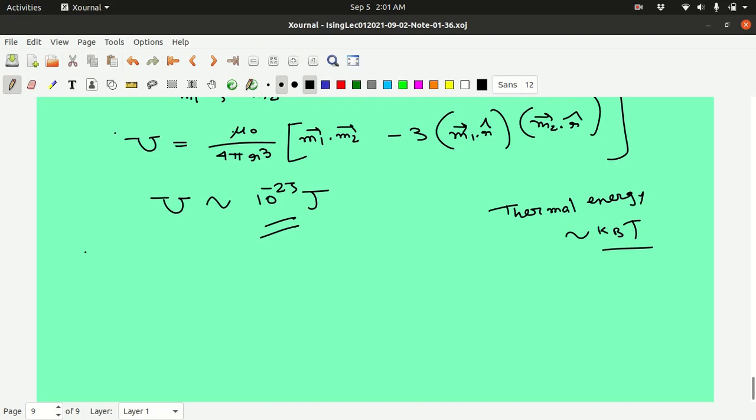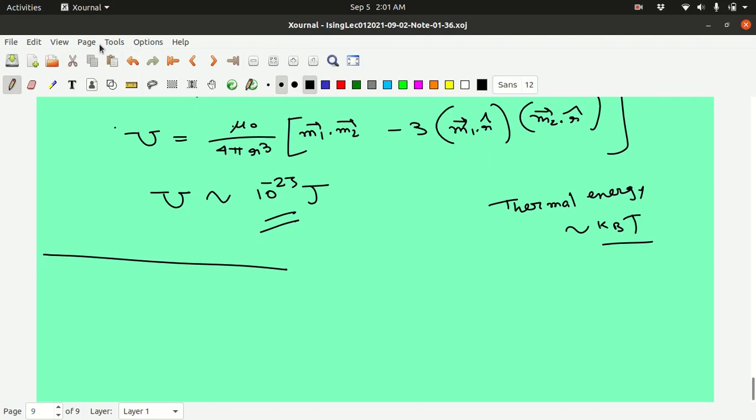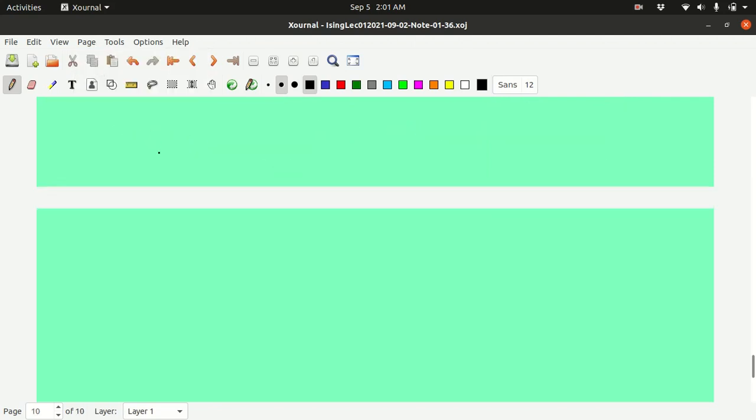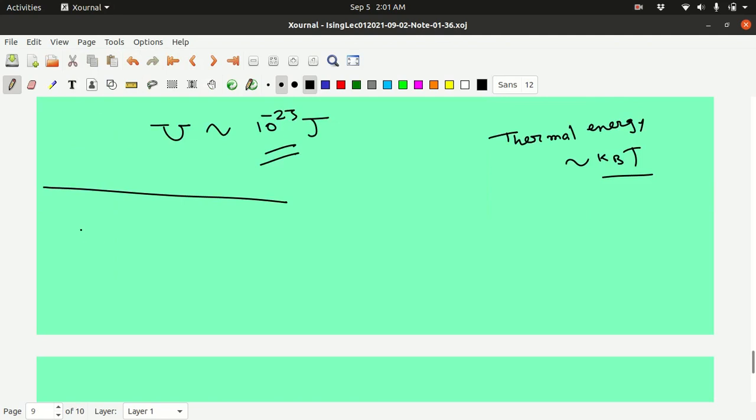So there is something else, and what that is, is basically the exchange interaction. The exchange interaction is the following. Let me write it down and introduce a page. Okay, so the point is basically the exchange interaction.